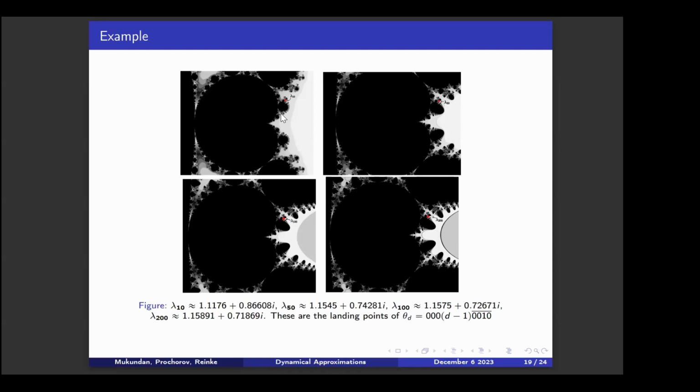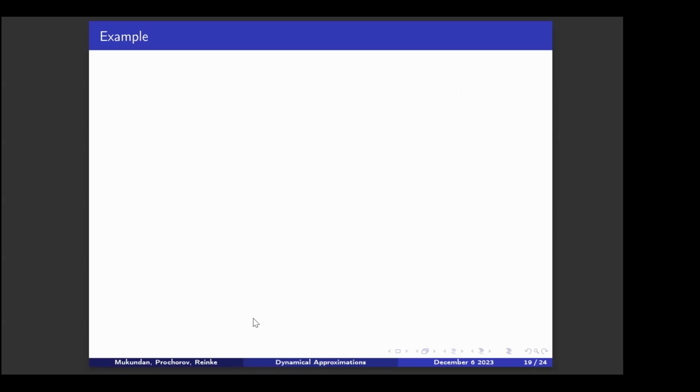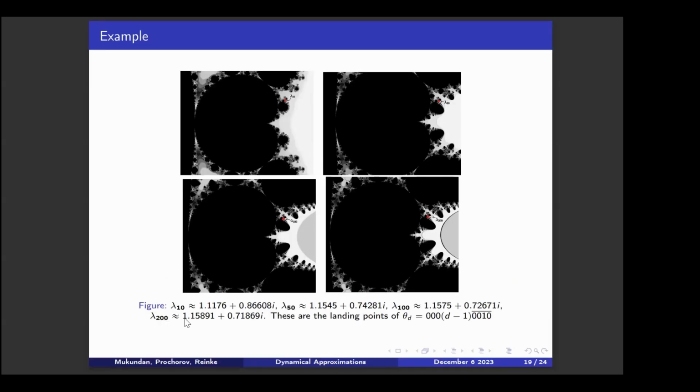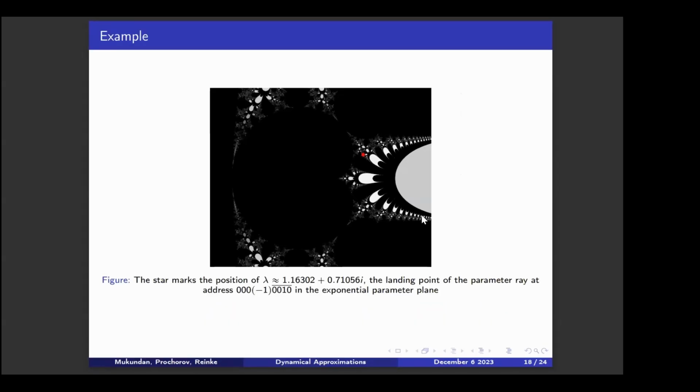So it's not very efficient. Even when you go to degree 200, the real parameter is not as close to what you need it to be. So I have 1.16, but here I only get to 1.15. But another thing that's curious is that the location of these things in these spaces looks more and more like the location of lambda in exponential parameter space.